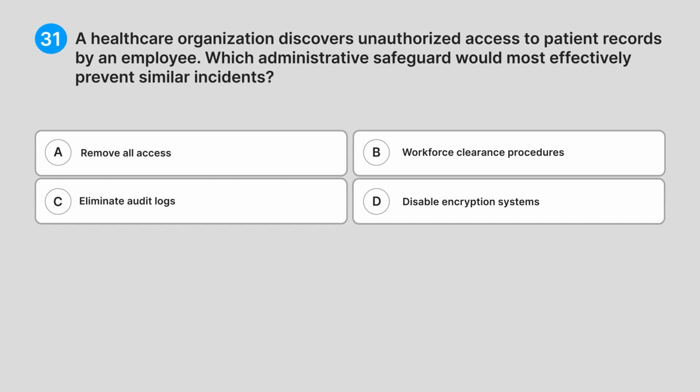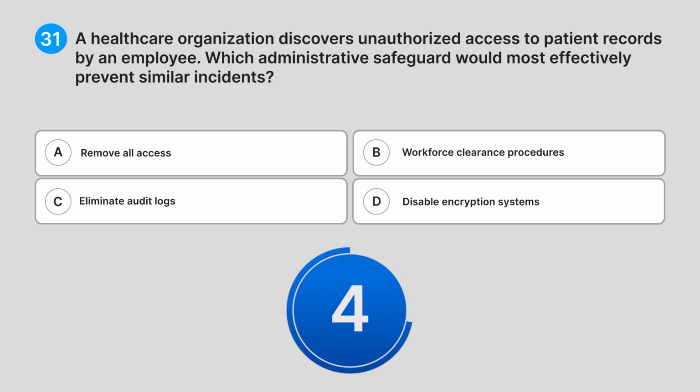31. A healthcare organisation discovers unauthorised access to patient records by an employee. Which administrative safeguard would most effectively prevent similar incidents? A. Remove all access. B. Workforce clearance procedures. C. Eliminate audit logs. D. Disable encryption systems. Can you guess the answer?